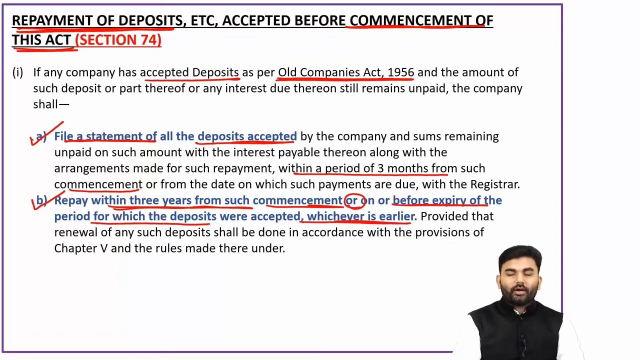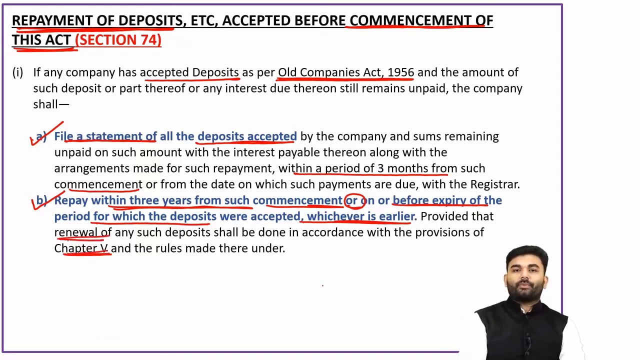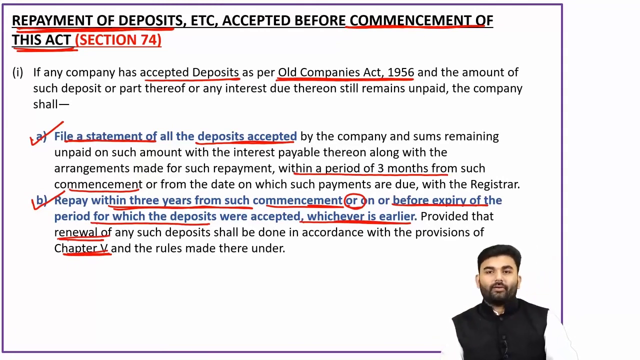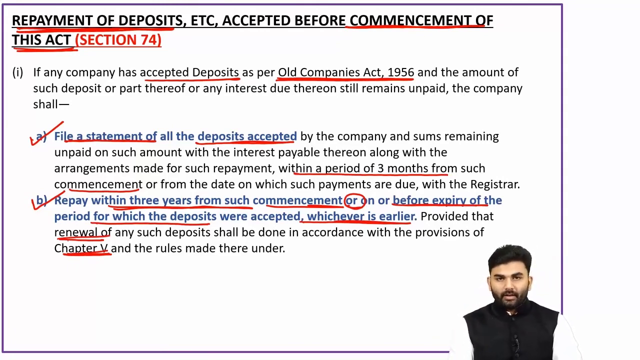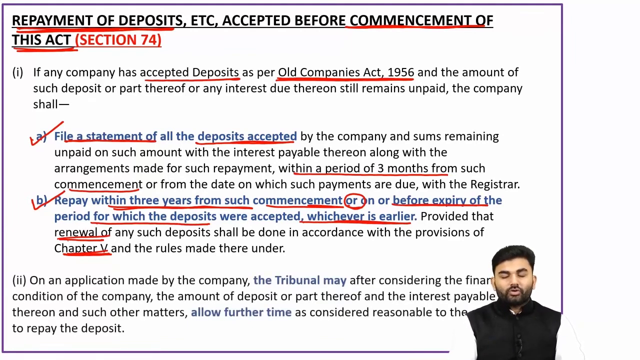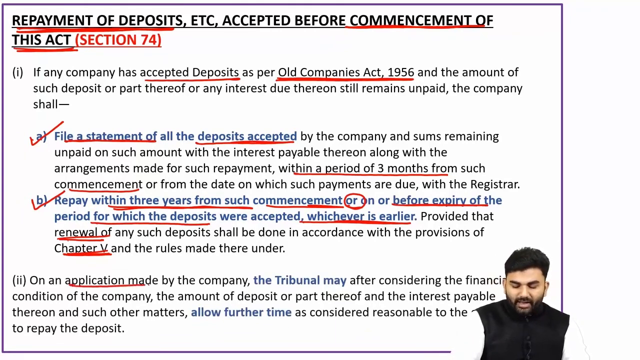However, if your company is going for renewal of such deposits, then the renewal should be done as per the provisions of chapter number 5 of this act, that is Companies Act 2013. If your company is not in a position to repay such deposits and wants some kind of extension of time limit, then the company has to make an application to the tribunal.